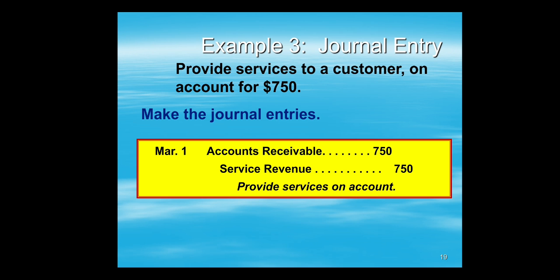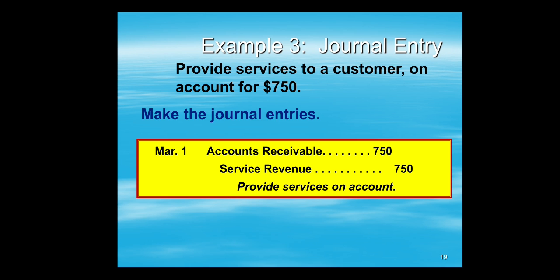Like I said earlier, the equity is related to 4 accounts: capital, withdrawal, revenue, and expenses. This transaction is related to revenue. So the capital will increase, the account is account revenue, the amount is $750.